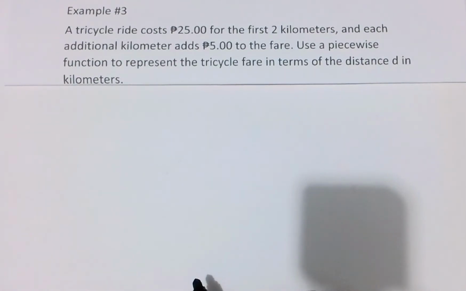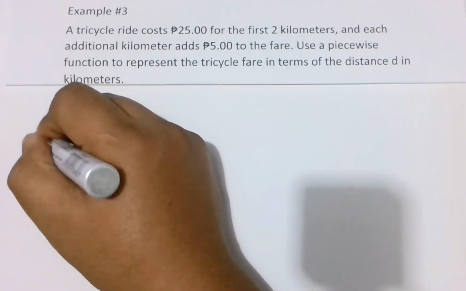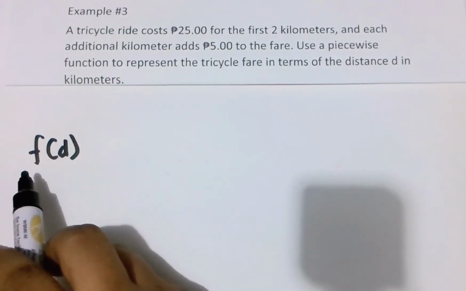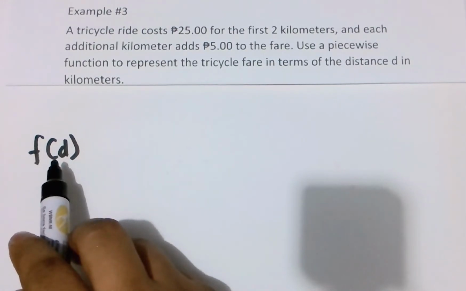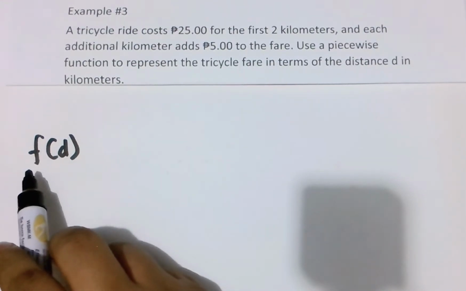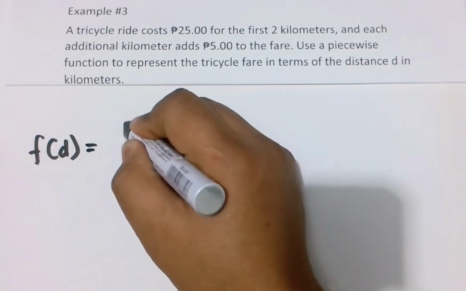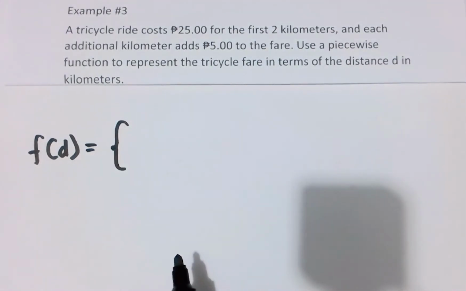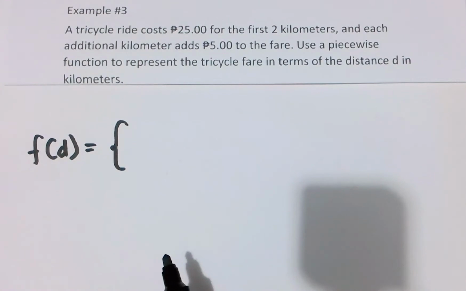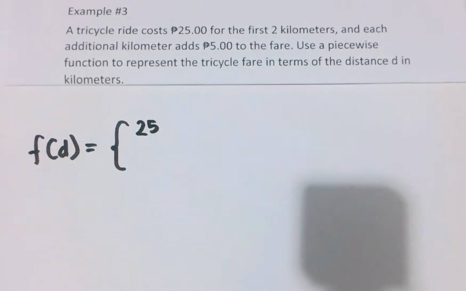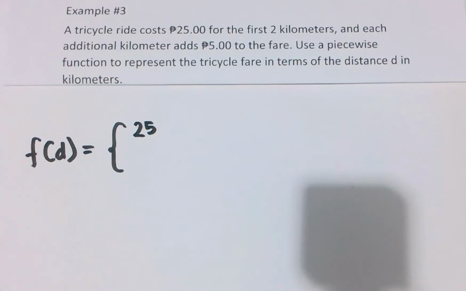Okay, so ang ating notation dito ng function ay f of d. Okay, the function of the fare of a tricycle in terms of the distance d in kilometer. So f stands for the fare of the tricycle and d is the distance in kilometer. So in this given problem, there are only two conditions. Okay, so the first condition, the fare of the tricycle is 25 pesos and that is fixed. Okay, so 25 pesos ang pamasahe for the first 2 kilometers.